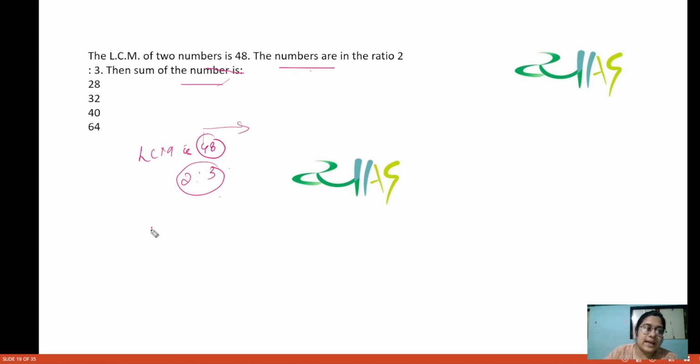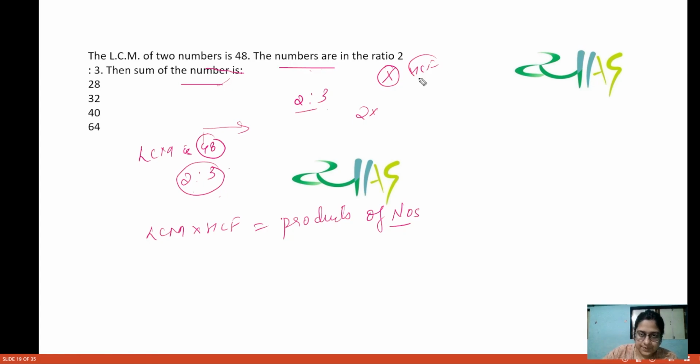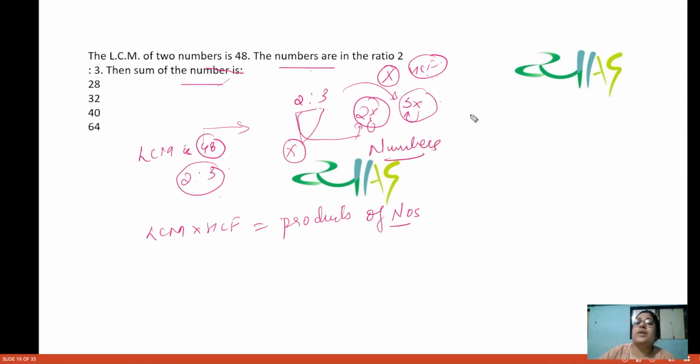I told you a formula: LCM into HCF is equal to the product of the numbers, the numbers whose LCM and HCF you are taking. Now if the numbers are in the ratio 2 is to 3, and I take x as the HCF, then these numbers will be 2x and 3x, because you multiply the highest common factor with the ratio numbers. If we take the HCF out of a number, what remains is the non-common part, so if we put the HCF back, we get the number.